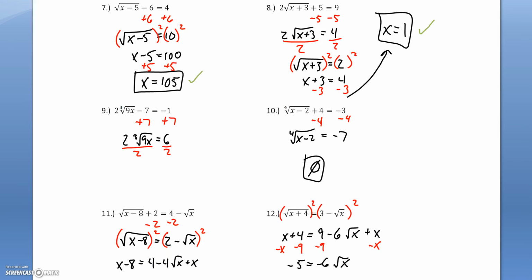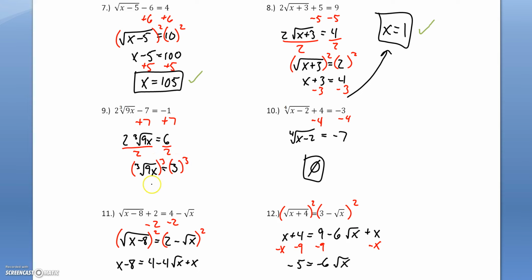Number 9, again, straightforward. Add the 7, divide by the 2. But now this one's a cube root function this time, and apparently I didn't finish solving this one, so let me do that right now. That's going to leave me with the cube root of 9x equals 3. Or maybe I did and the ink got sent all over the place. That happens sometimes. So now from here, because this is a cube root, I have to cube each side instead of just squaring it.